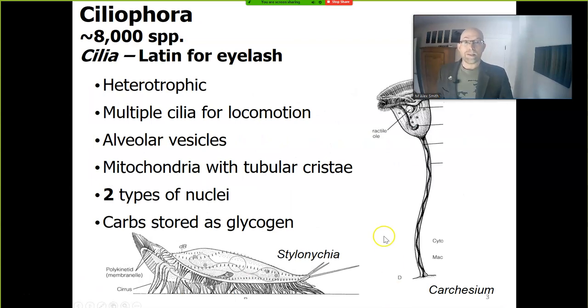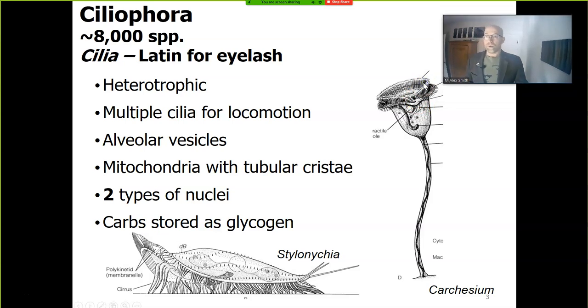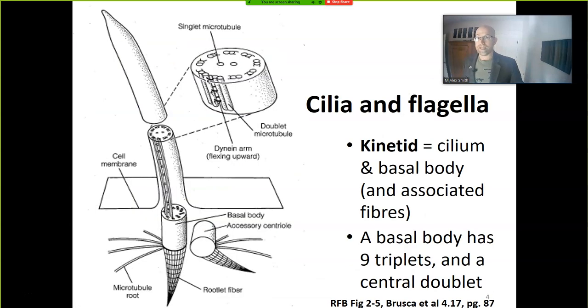So the ciliates, the word is derived from cilia, which is Latin for eyelash, and it talks about the motion. This is a very diverse group, but it tends to use multiple forms of cilia to move around. There are mitochondria with particular tubular cristae that form an apomorphy for this group. There are two types of nuclei, and let's talk more about the cilia, because that's really an important way of breaking down this group.